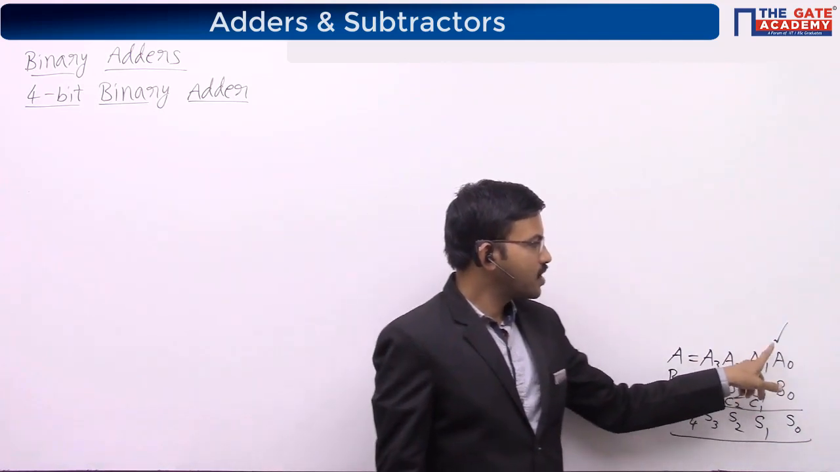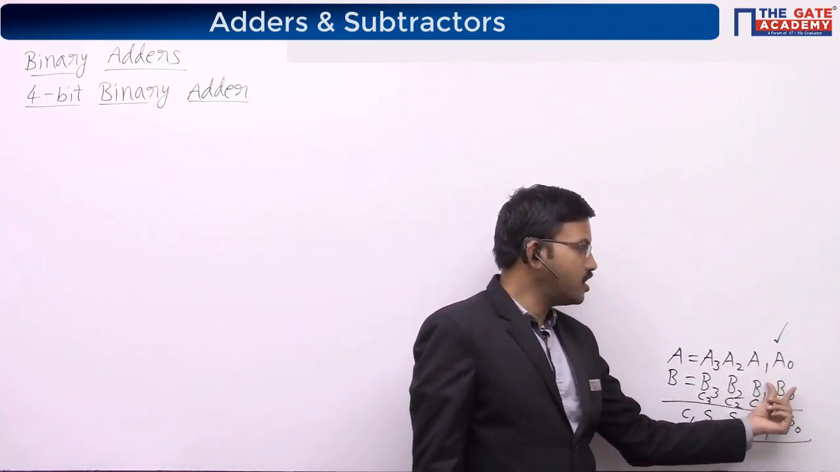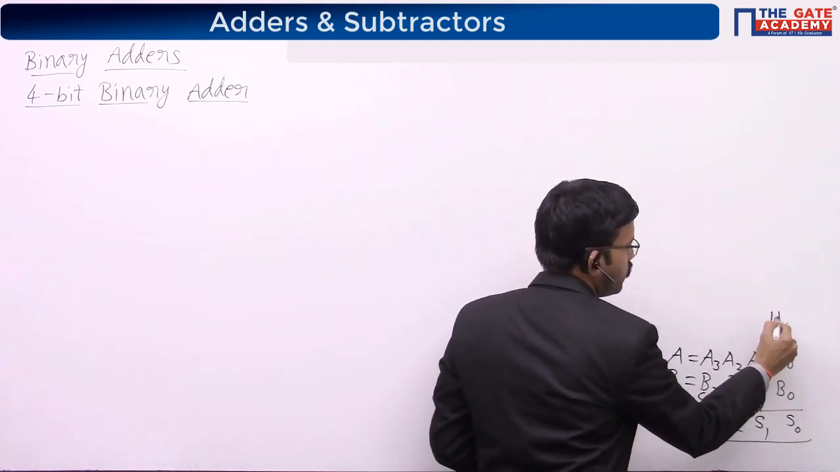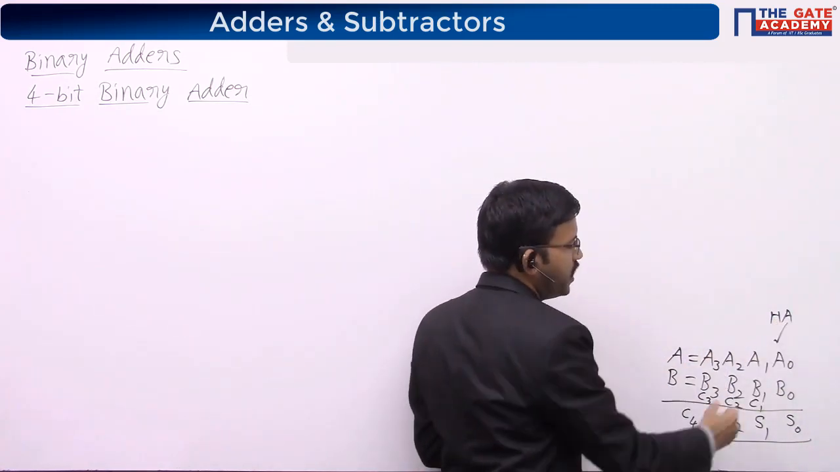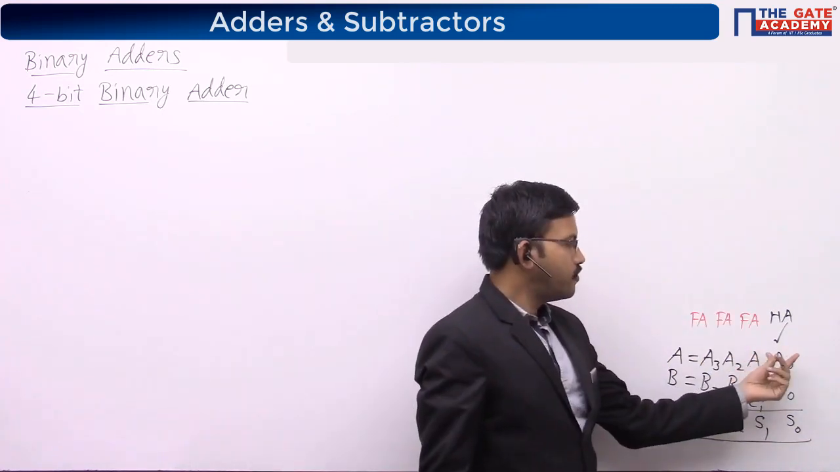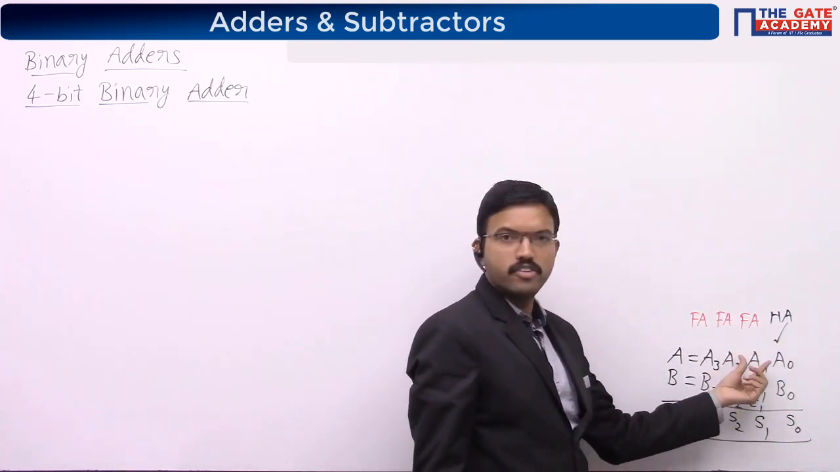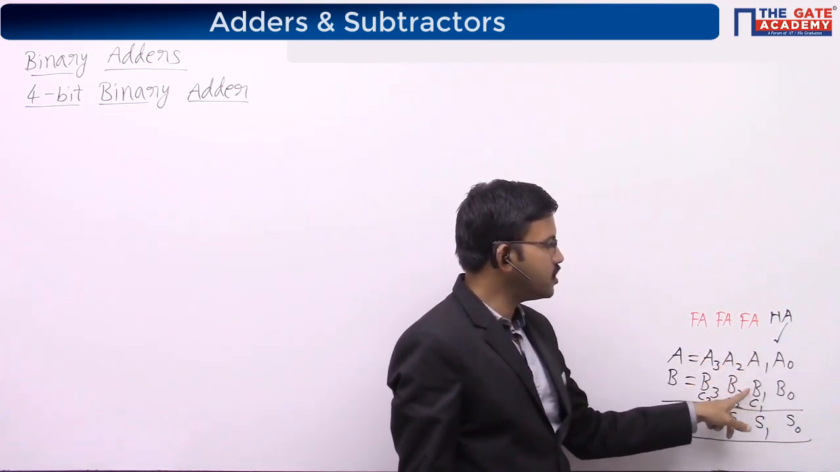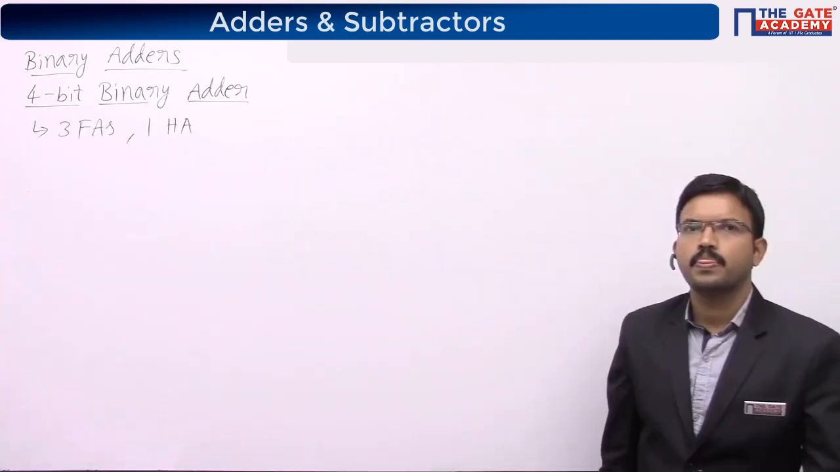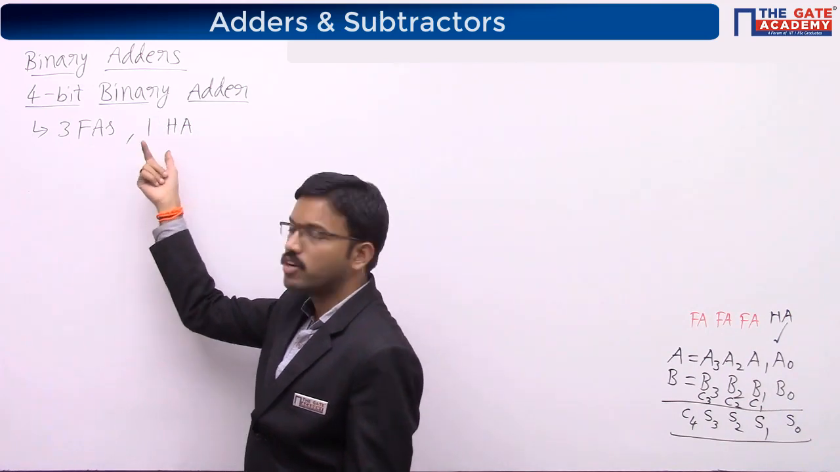Regarding the addition of the least significant bits A0 and B0, we require a half adder. For performing addition of these two bits, I require a half adder. For performing addition at these 3 bit positions, we require 3 full adders. If I want to perform direct addition, there is a limitation with half adder. That's why I went for full adder. Full adder performs addition of 3 single bits and produces 2 outputs. You can make a note. For implementing a 4-bit binary adder, we require 3 full adders and 1 half adder.